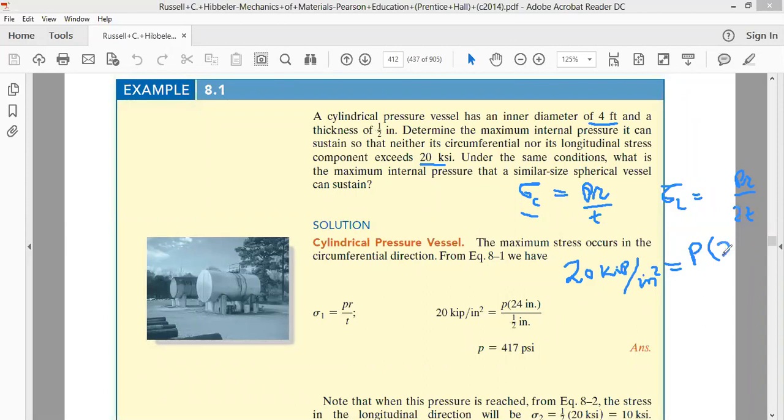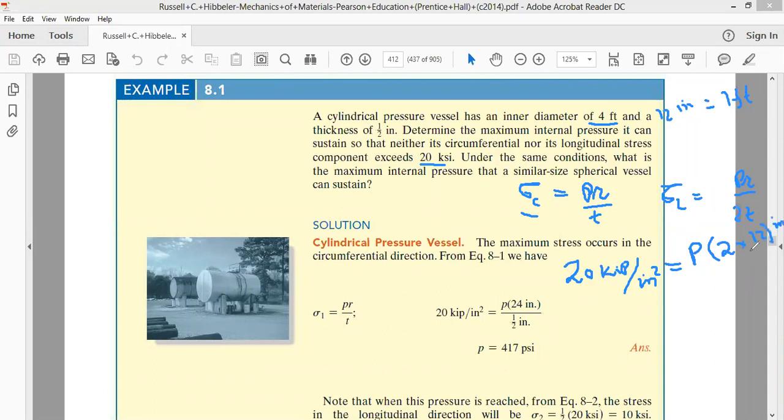Radius will be 2 feet. But since we are dealing with inches, we have to convert feet into inches. We know 12 inches is equal to 1 foot. So when we have 2 feet, how many inches is that? That means 2 into 12 inches.